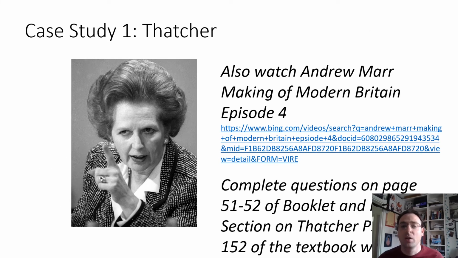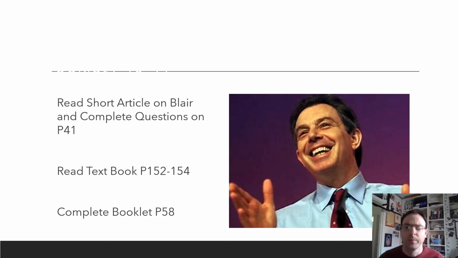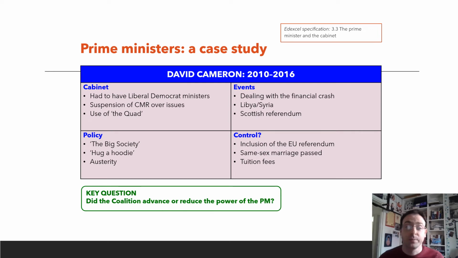So you will be looking at some video, for example, the Andrew Marr one, to find out about Thatcher, and there's some questions in the booklet, and then there is some extra work in the textbook, and then at the end there's that kind of piece to fill in, that kind of profile. Again, you'll also be looking at Blair. Again, there's an article in the booklet on Blair, there's stuff in the textbook, and then you fill in the Blair profile on page 58.